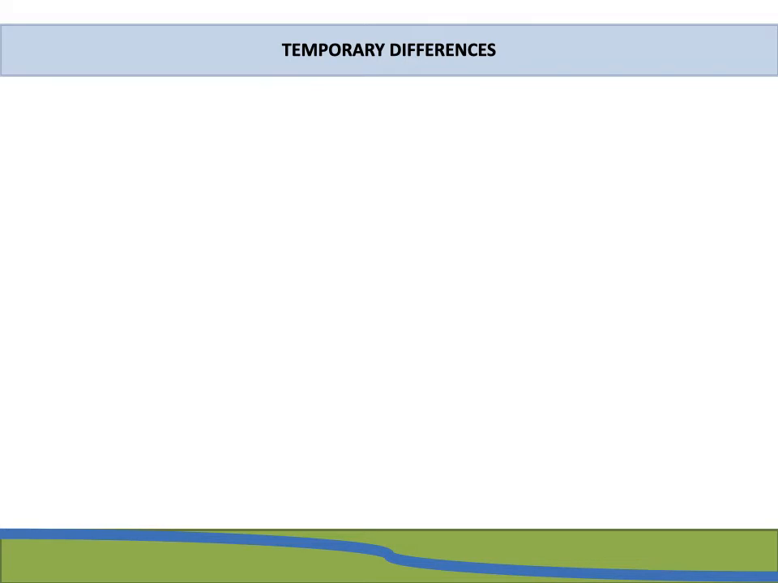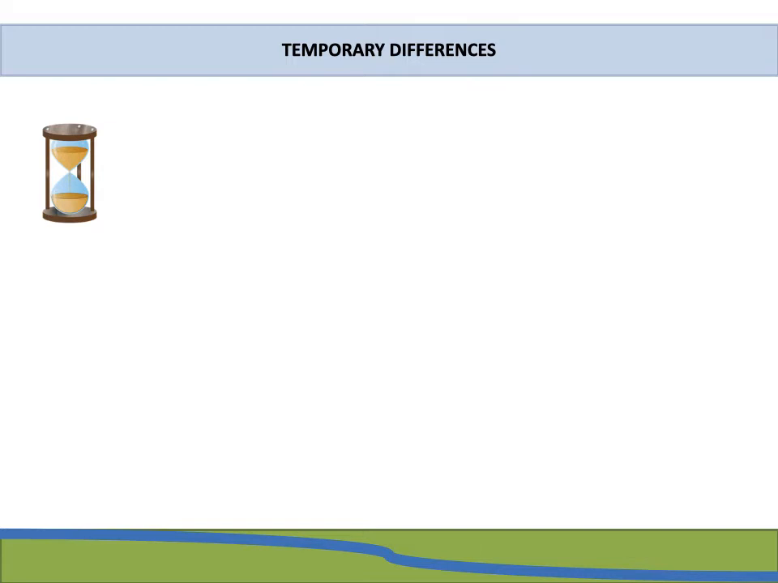Today we are going to discuss temporary differences. As you can recall from the previous presentation, temporary differences are one of the items we take into account when calculating taxable income, and temporary differences are merely just a timing difference between accounting treatment and tax treatment of a specific asset or liability.